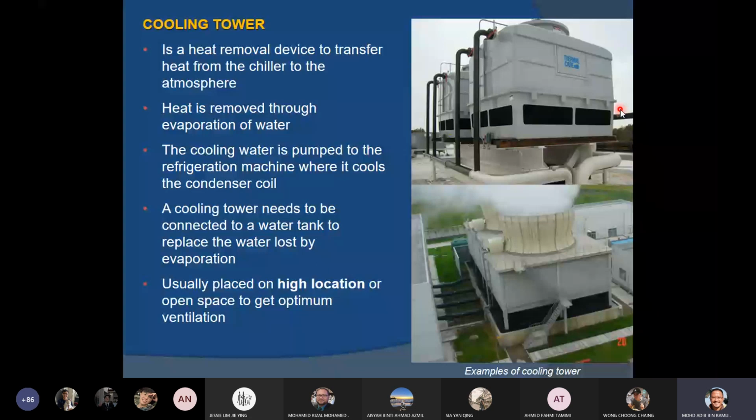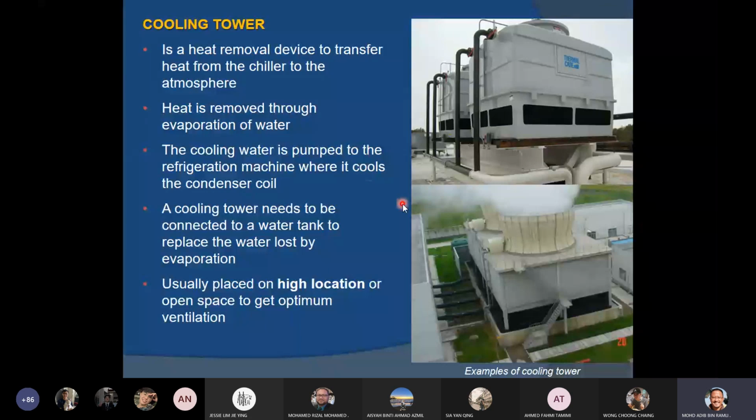Okay, the next important component is the cooling tower. I've shown some images of cooling towers earlier, and I've explained briefly how the cooling tower works. Basically, it is a heat removal device to transfer heat from the chiller to the atmosphere. Heat is removed through evaporation of water. The cooling water is pumped to the refrigeration machine where it cools the condenser coil.